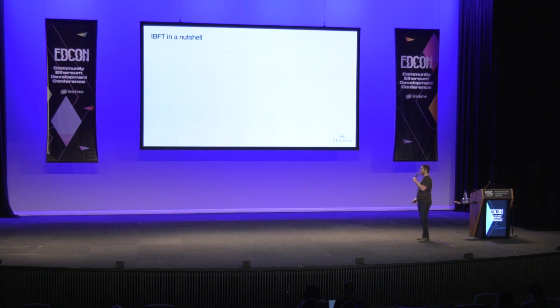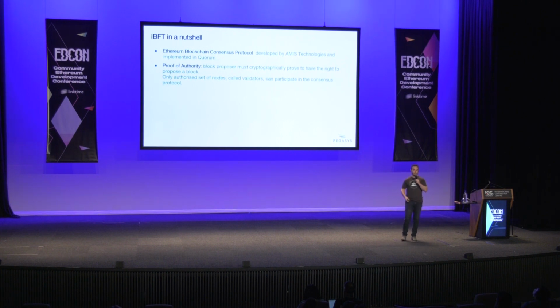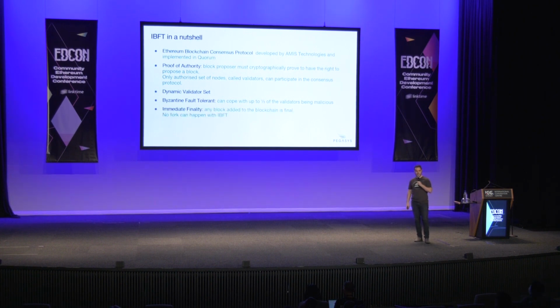IBFT is a blockchain consensus protocol for Ethereum, which falls into the category of proof of authority consensus protocols. So only a subset of the nodes, called validators, are allowed to create blocks. It has a dynamic validator set, so the set of validators can change over time. Validators can vote other nodes in to become validators, or they can vote validators out. It is Byzantine fault tolerant, which means that it can cope with up to 1/3 of the nodes being malicious. And finally, it provides immediate finality, which means that any block added to the blockchain is final, and in other words, there are no forks.